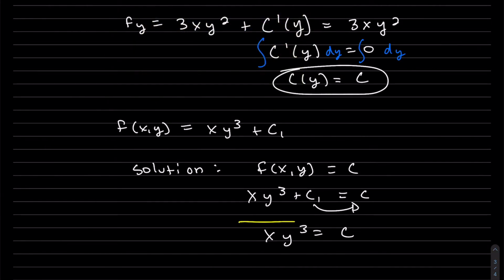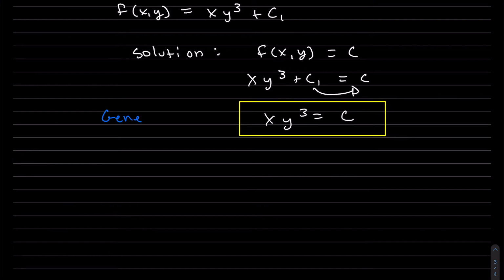And we can just box it. A lot of times, these are implicit equations. X's and Y's are all over the place, so our solution is usually written implicitly. This is our general solution.